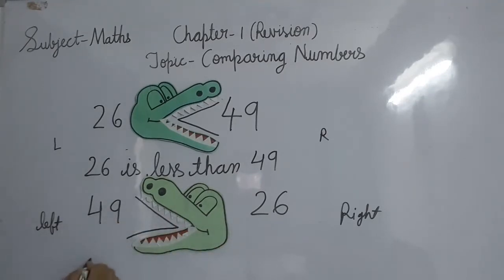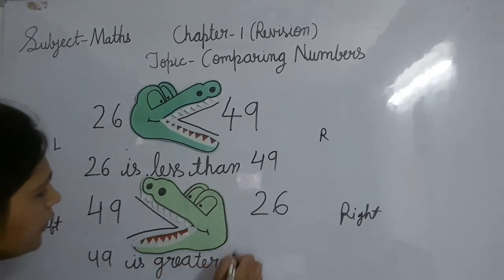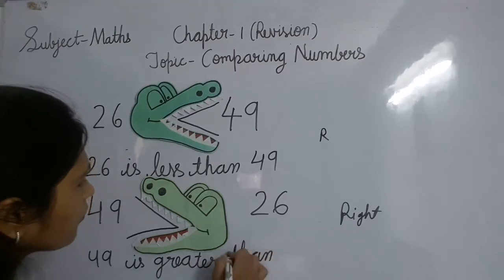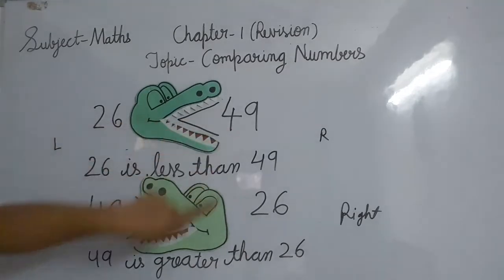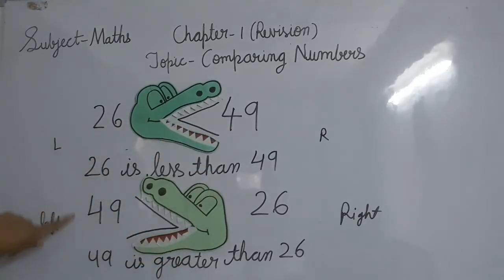So let's write here: 49 is greater than 26. See here, both things are the same, but we are writing in a different way. Why are we writing in a different way?